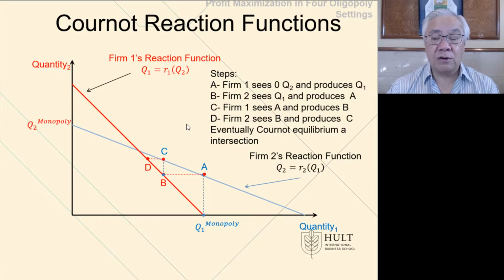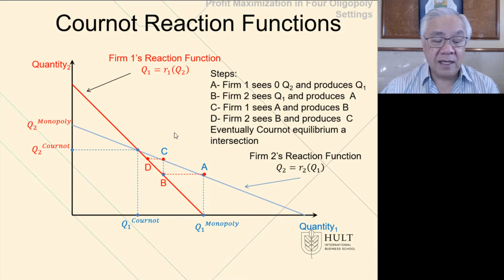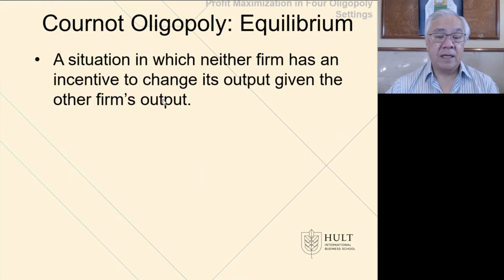Eventually, we'll get to a Cournot equilibrium, which is at the intersection of the two reaction functions for firms 1 and 2. And that is this point, right? So the intersection of the reaction function for firm 1 and the reaction function for firm 2 is the Cournot equilibrium, and that's where it would sit. So in a Cournot equilibrium, the situation results because neither firm has incentive to change its output given the other firm's output. They both made their adjustments to triangulate, if you will, onto the point of equilibrium.